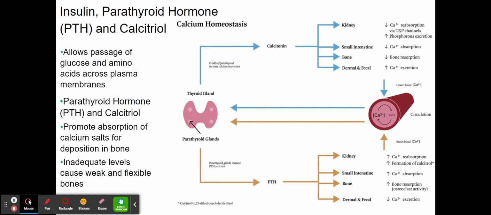Growing cells need adequate supplies of energy and nutrients. Without insulin, the passage of glucose and amino acids across plasma membranes stops or is drastically reduced. Parathyroid hormone and calcitriol promote the absorption of calcium salts from the bloodstream for deposition in bone. Without adequate levels of both hormones, bones can still enlarge but are poorly mineralized, weak, and flexible. For example, rickets is a condition typically caused by inadequate calcitriol production due to a vitamin D deficiency in growing children. As a result, the lower limb bones are so weak that they bend under the body's weight.